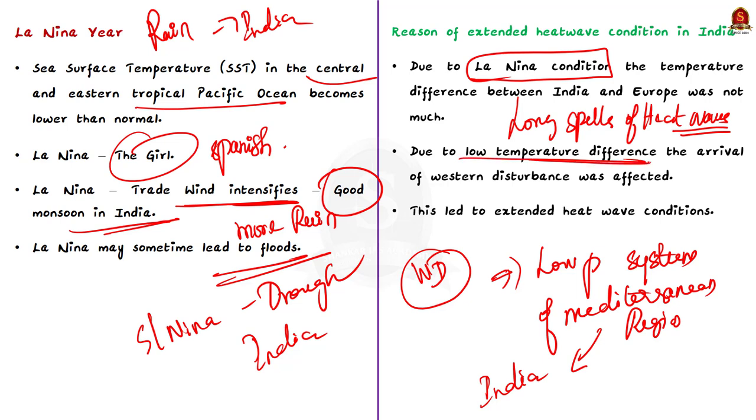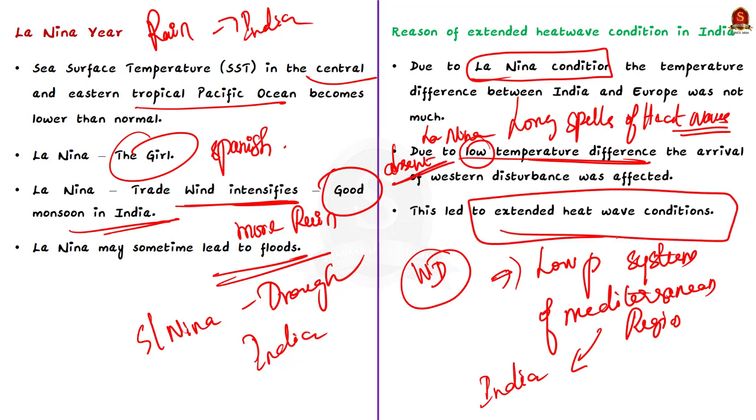But due to the presence of La Nina conditions, this temperature difference was absent this year. So the western disturbances did not bring much rain to India this year. And this is one of the reasons for harsh summer conditions this year, according to the article. And with this, we have come to the end.